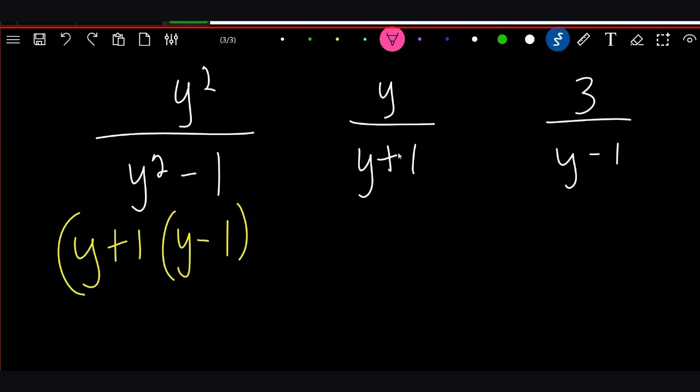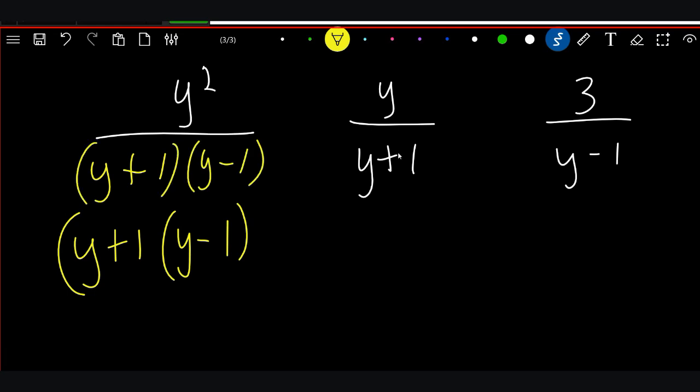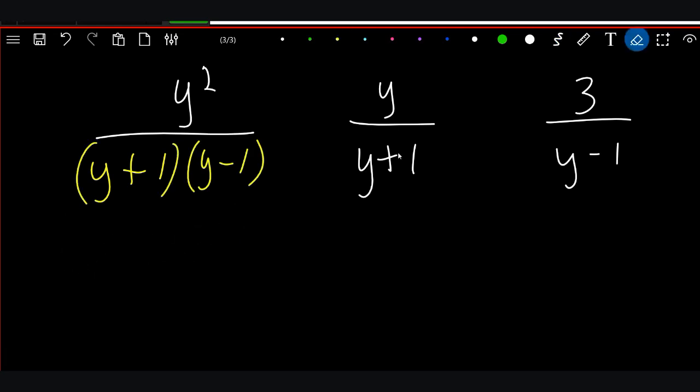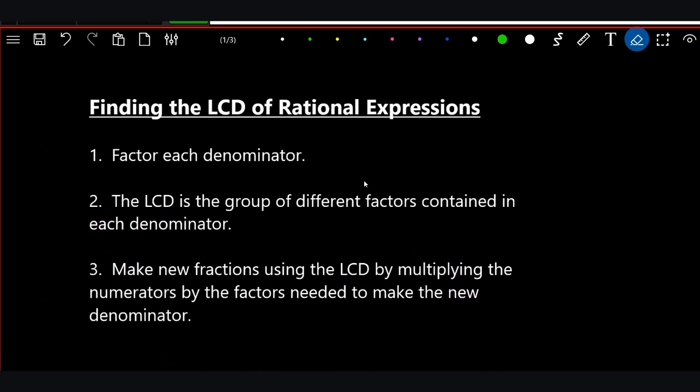So here's what I'm wanting to do. I'm wanting to erase this and put it as the fraction. Why do I want to do that? Because I want to write it in the fully factored form. So I'm going to write y plus 1, y minus 1 right here. Okay? And I'll erase this, and then now we have everything fully factored. All the denominators are fully factored. Okay? So let's go back up here to our next step.